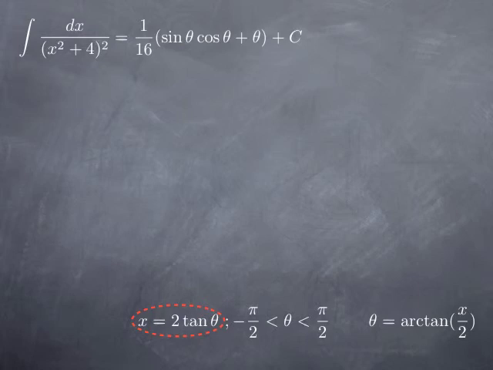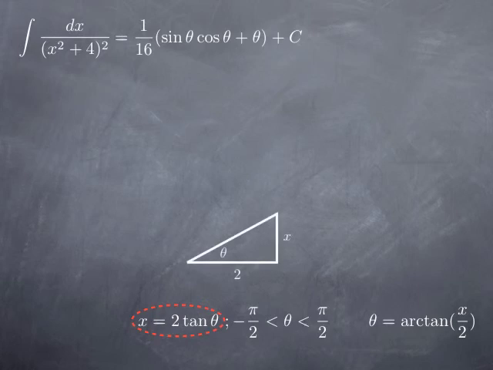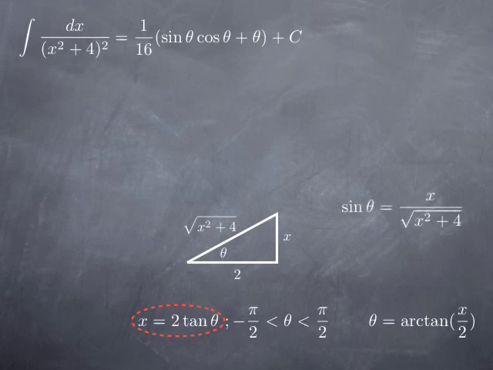On the other hand, since theta is restricted to negative pi over 2 to pi over 2, that means that theta is arctangent of x over 2. And in our triangle, we have this ratio of opposite to adjacent side, which is x to 2. And using the Pythagorean theorem in this triangle, the missing side has length square root of x squared plus 4. Therefore, sine of theta is the opposite side over the hypotenuse, so x over root of x squared plus 4, and cosine is the adjacent side, 2 over the hypotenuse, root of x squared plus 4.